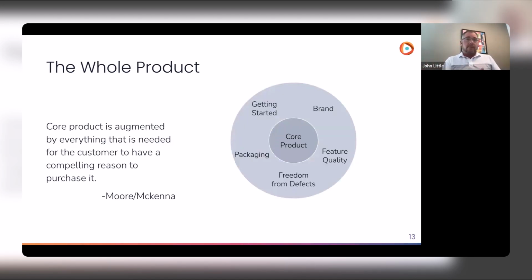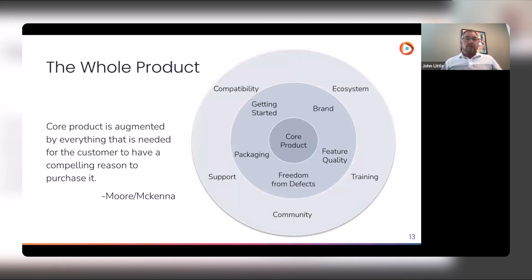You may have some getting started if it's a new product, something somebody's getting for the first time. You have your brand that's influencing the experience. Someone's emotional connection with your brand is going to influence how they see your core product. The feature qualities on the product, the defects that are potentially inside the product, the bugs that are there, the packaging of the product, the paperwork that comes with it, the website where the product is purchased from, that all surrounds the product and leads to the satisfaction of someone as they are getting the product.